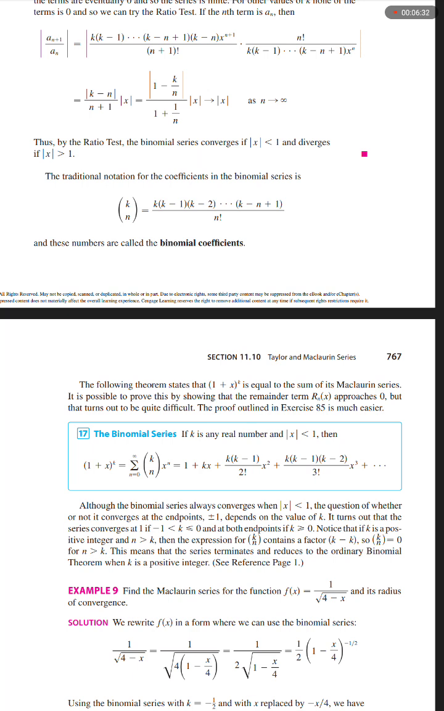Notice that if k is a positive integer and n is greater than k, then the expression for the binomial coefficient (k choose n) contains a factor (k - k). So (k choose n) equals 0 for n greater than k. This means that the series terminates and reduces to the ordinary binomial theorem when k is a positive integer. See reference page 1.